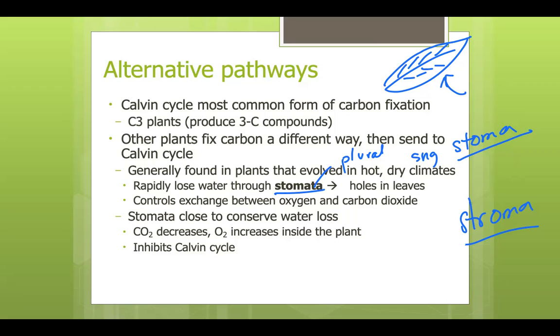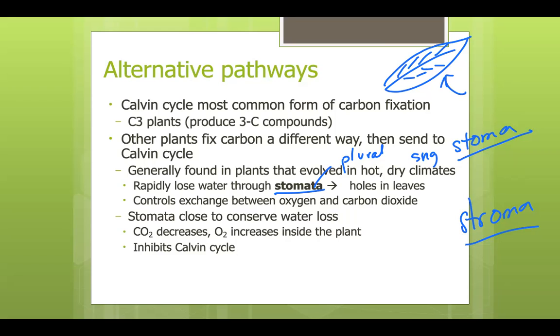And so the stomata are going to close to conserve water loss. But if the stomata are closed, then the plant can't absorb carbon dioxide. And because the Calvin cycle and the light reactions are happening inside the leaf, oxygen is going to increase because oxygen also leaves through the holes, and oxygen inhibits the Calvin cycle.